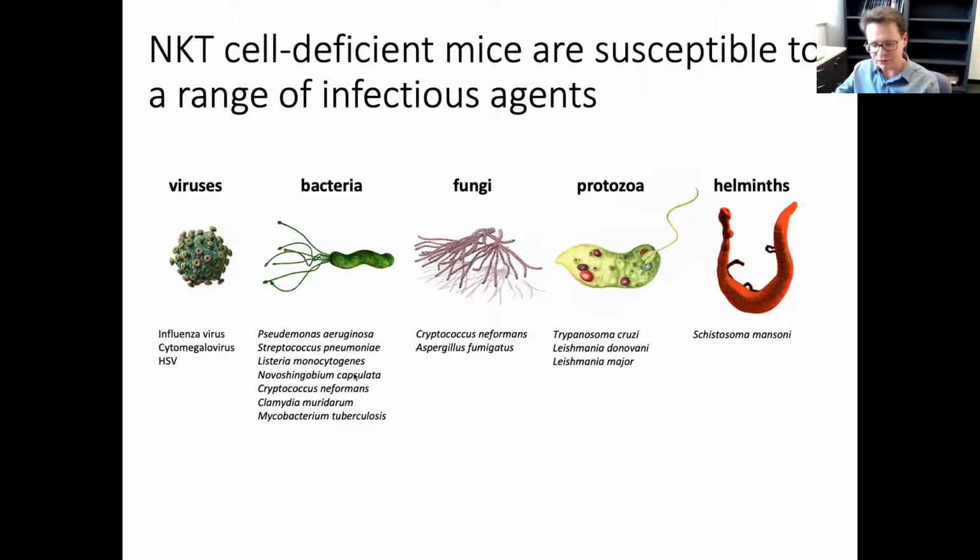So the community has now thrown all sorts of pathogens at these knockout mice. For instance, we now know that NKT cell deficient mice are more susceptible to a host of different kinds of microbes, ranging from viruses all the way over to helminths.